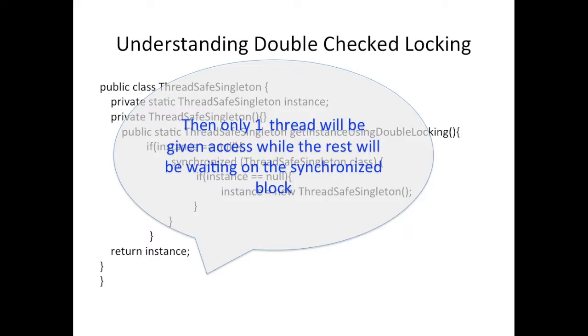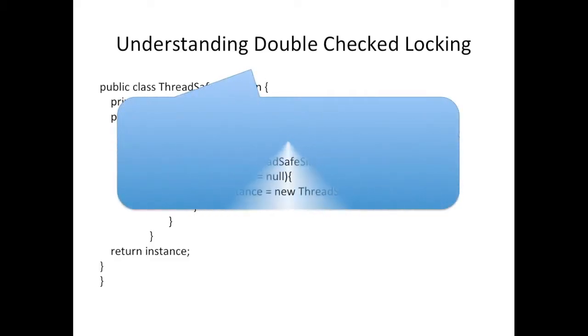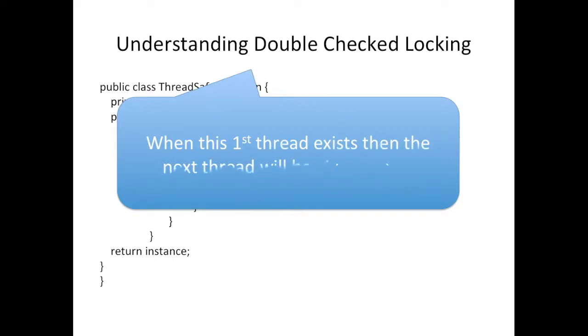block. So 2 threads have entered inside the first null check, and the first thread has been given access to the synchronized block. Now the second thread would be waiting on the first thread, because when the first thread exits the synchronized block, then only the second thread would be entering it. So at this point of time, the instance is null. So the scenario is somewhat like this, that the second thread is waiting on the first thread, which is inside the synchronized block. Now when the first thread exits, then the second thread will be given access.